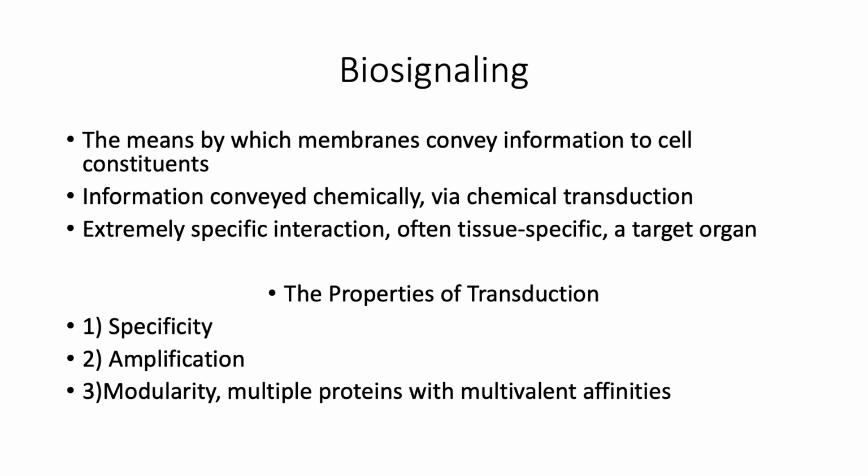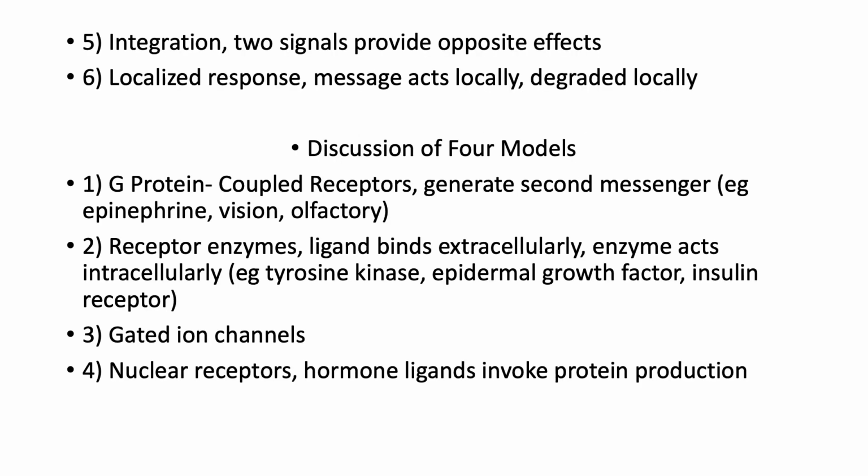We also have biosignaling, and this is a means by which membranes convey information to cell constituents. This information is conveyed chemically via chemical transduction, and these are extremely specific interactions. So the three critical things you want with transduction, with the information transfer, are specificity, amplification of the signal, and modularity. In other words, multiple proteins can have multivalent affinities.